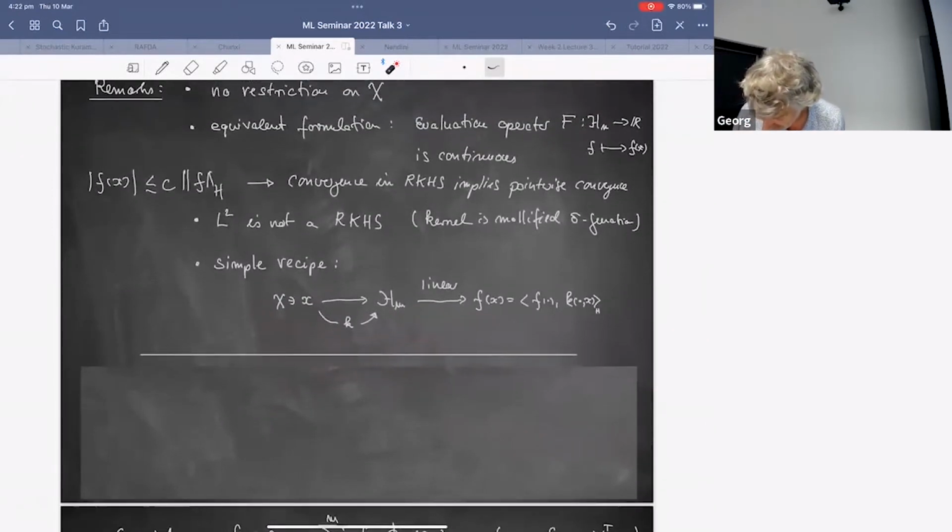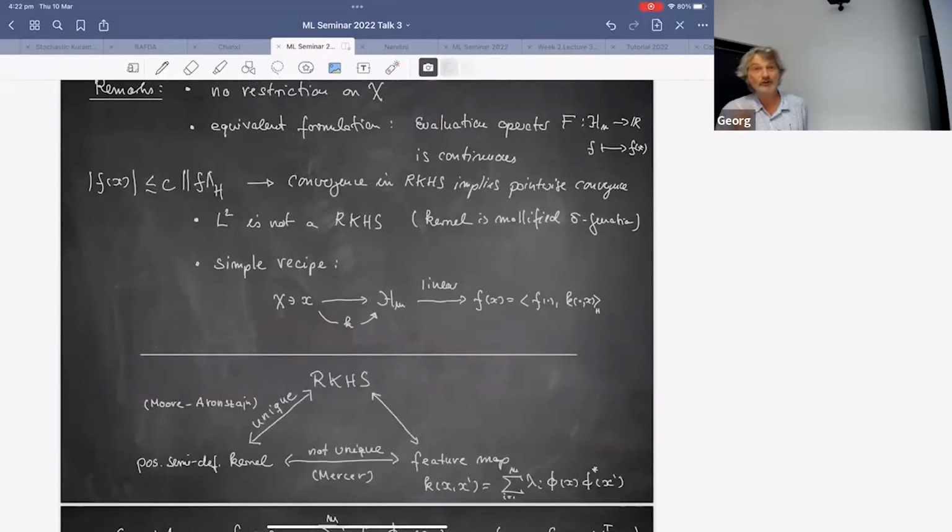There is the following triangle here. So the first thing is that there is a unique relationship between a reproducing kernel Hilbert space and a positive semi-definite kernel. For any reproducing kernel Hilbert space that you have, there exists a unique kernel. And vice versa, if you make up a positive semi-definite kernel, then associated with that is a unique reproducing kernel Hilbert space. Okay, so that's the Moore-Aronszajn theorem here.